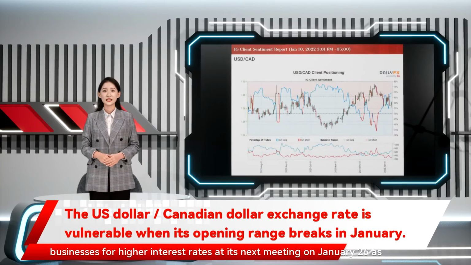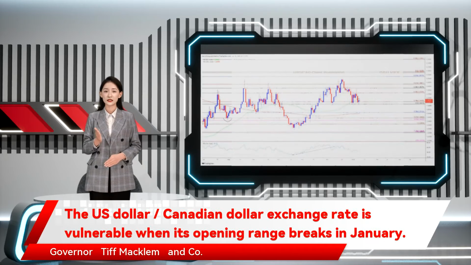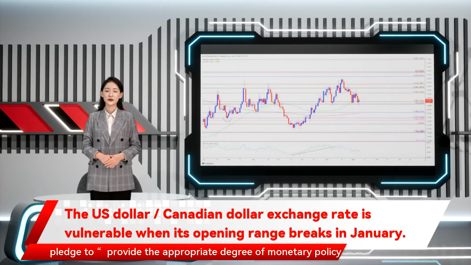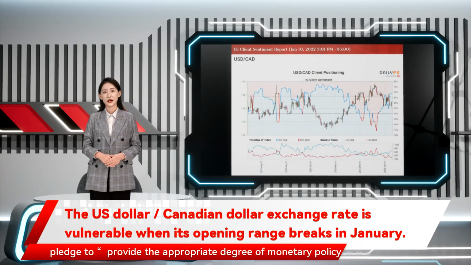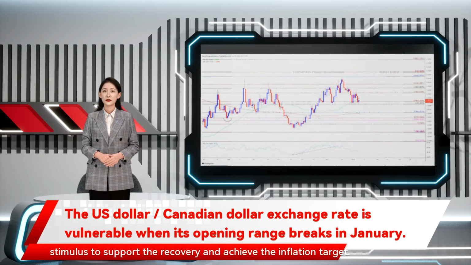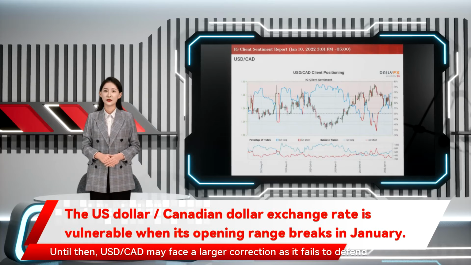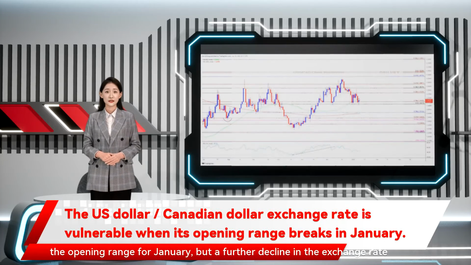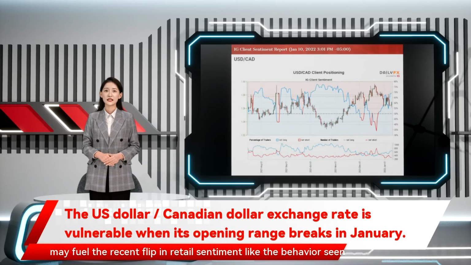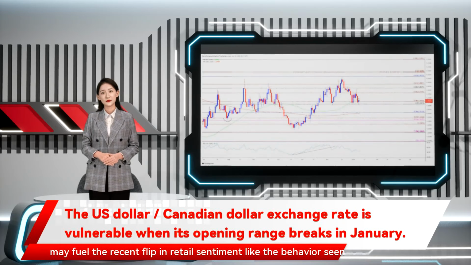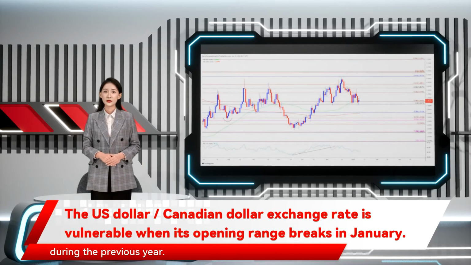At its next meeting on January 26, Governor Tiff Macklem and company pledged to provide the appropriate degree of monetary policy stimulus to support the recovery and achieve the inflation target. Until then, US dollar to Canadian dollar may face a larger correction as it fails to defend the opening range for January, but a further decline in the exchange rate may fuel the recent flip in retail sentiment like the behavior seen during the previous year.